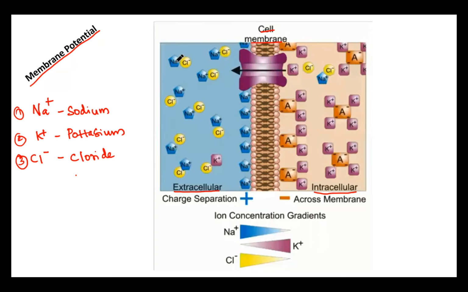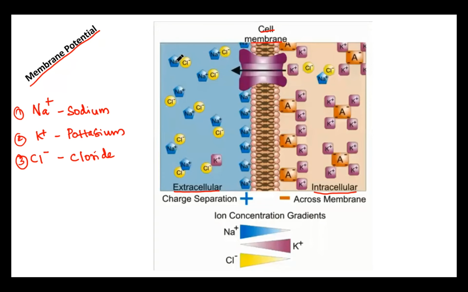Apart from that, we have other ions. We have phosphate. Can anyone tell me what other ions are there besides these? We have calcium. There are many such ions, but the most important are these three. So these three are more important.